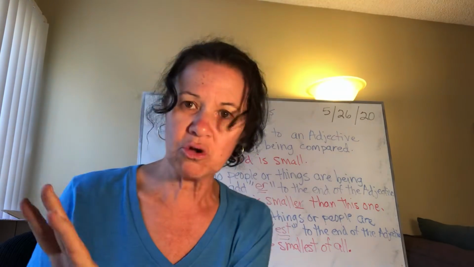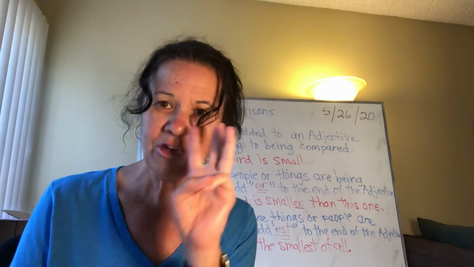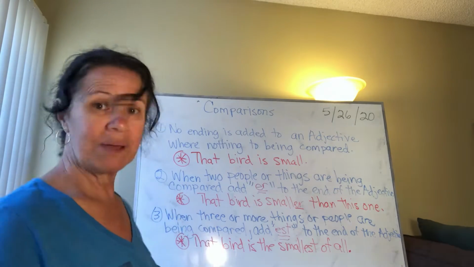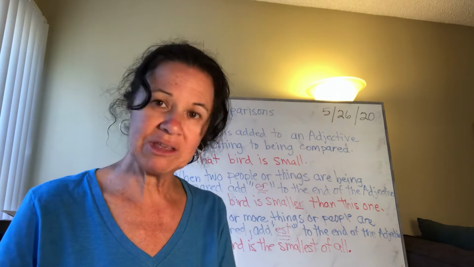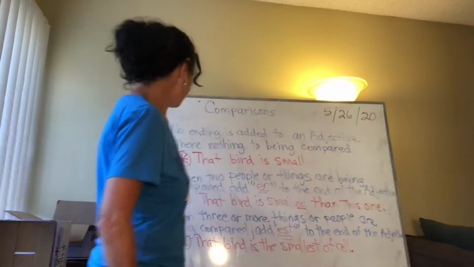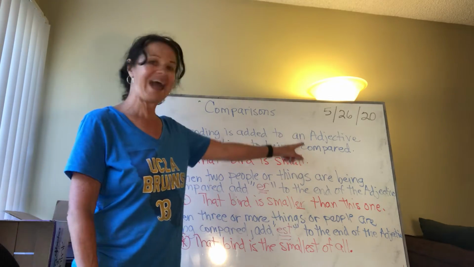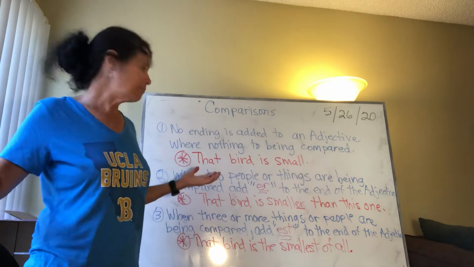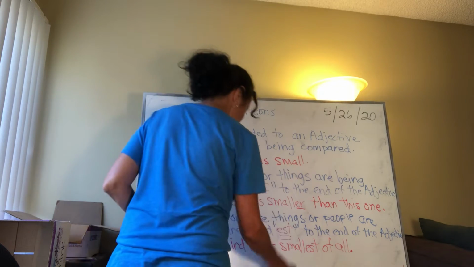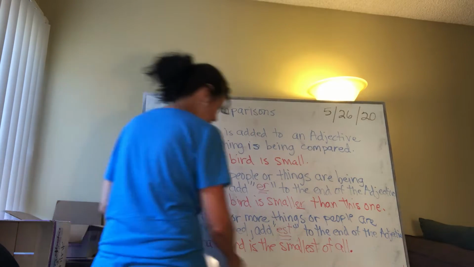There are three rules when you are comparing adjectives. So look at the board behind me. I've written out everything that's here in your book, but I want to teach you and talk you through it. The first rule says, no ending is added to an adjective when nothing is being compared. I'm sorry, it should say when. Let me fix that real quick, forgive me.